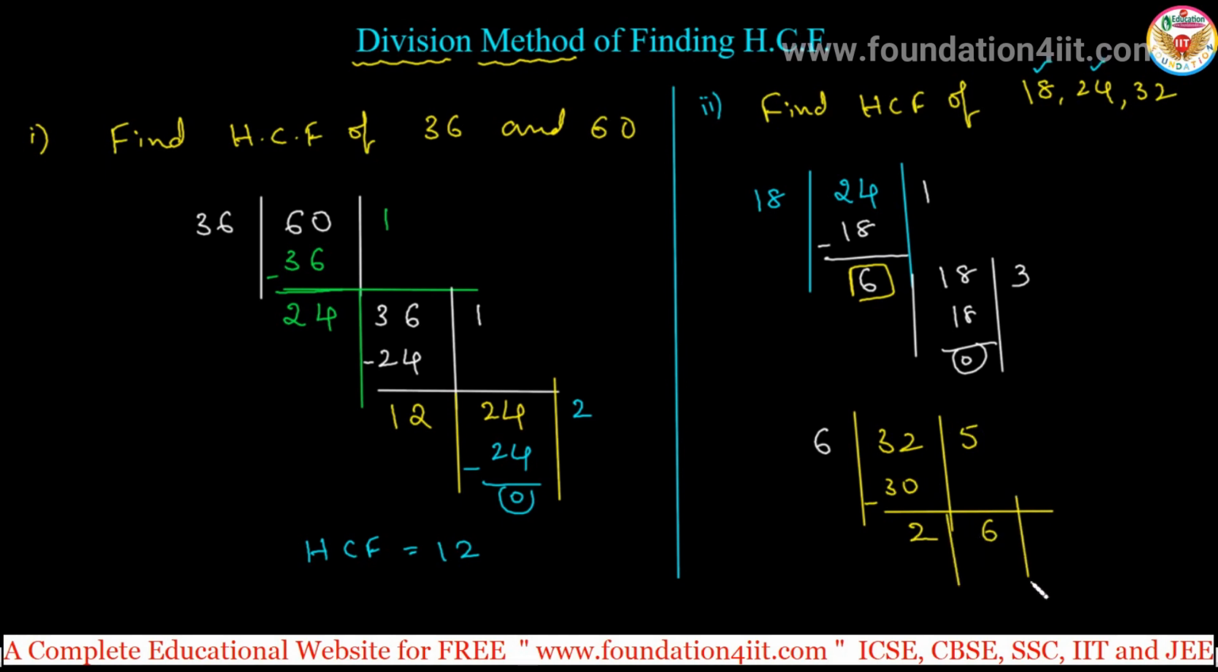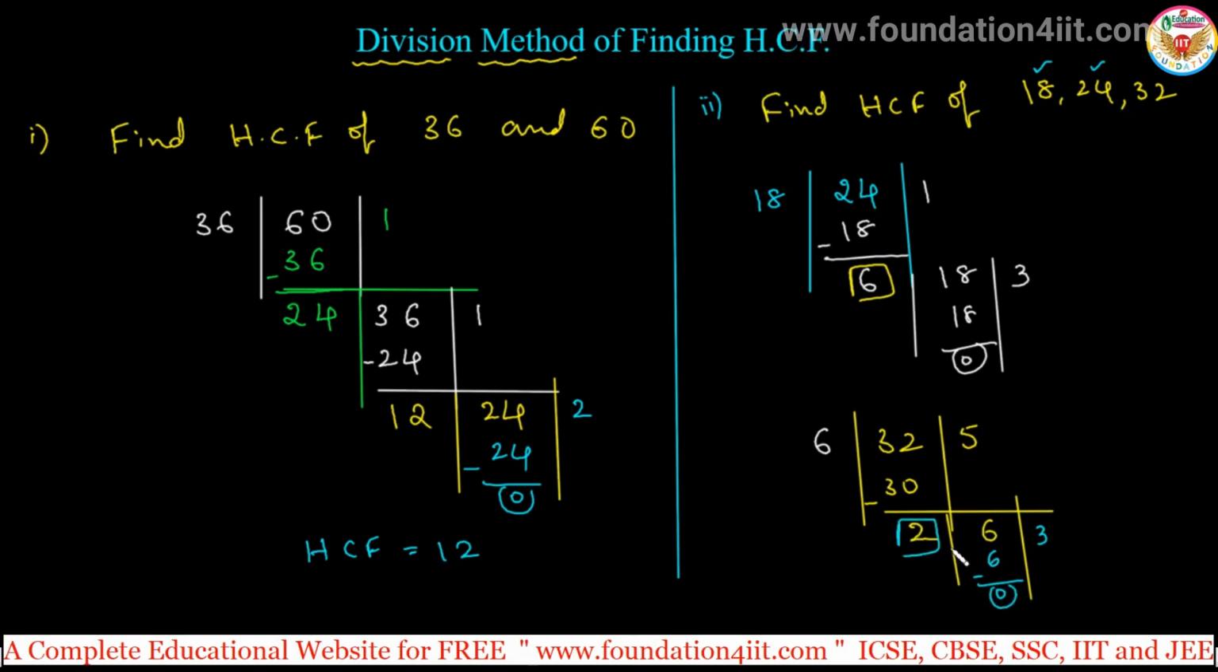We can continue the same process. Now 2 table, 2 threes are 6, and we got 0. In the final step the divisor is 2. So therefore the HCF is equal to 2. This 2 is for 18, 24, 32 together. The highest common factor is 2. Right? This is the division method to find the HCF.